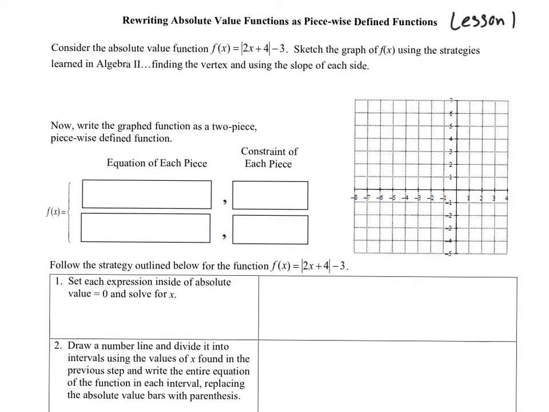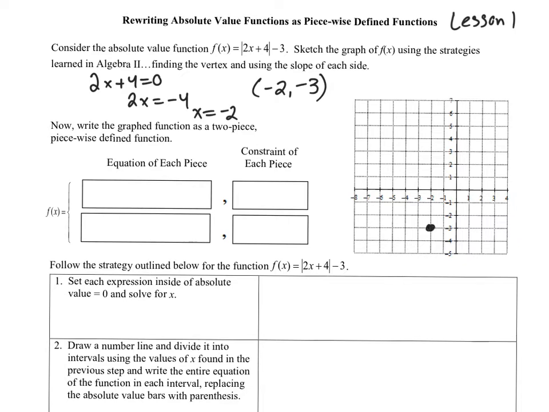So to find the vertex, we have to set what's inside of the absolute value equal to 0 and just solve. Subtract 4 from both sides and then divide by 2. So x is negative 2, so we're going to shift to the left 2. And then we have a minus 3, so that means we're going to shift down. So my vertex is (-2, -3). And so we plot our vertex at (-2, -3).